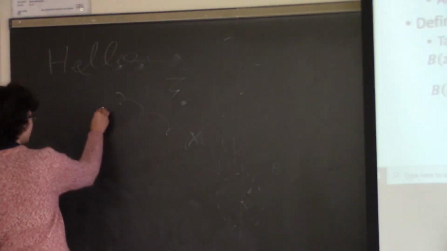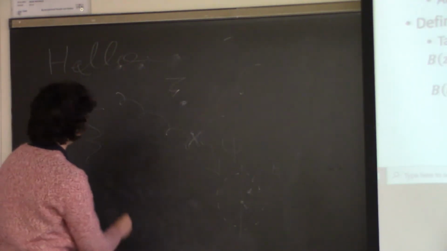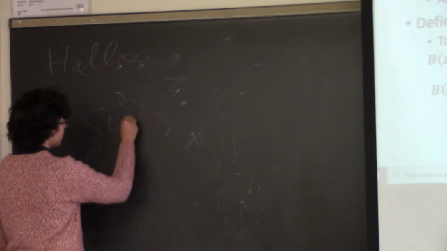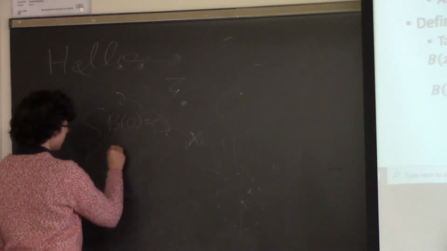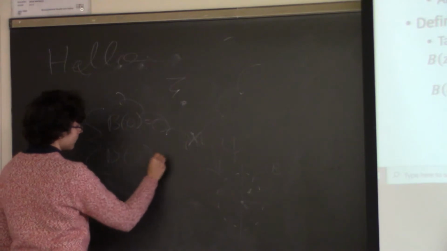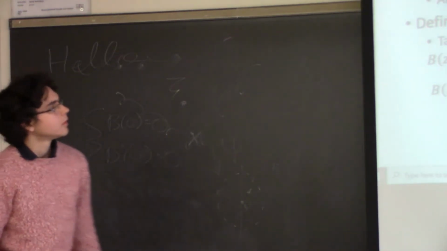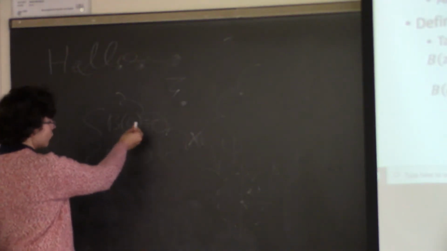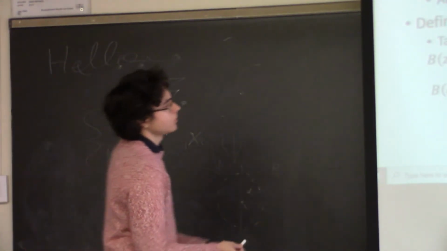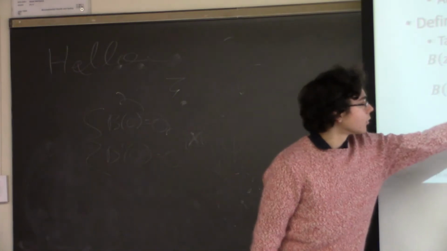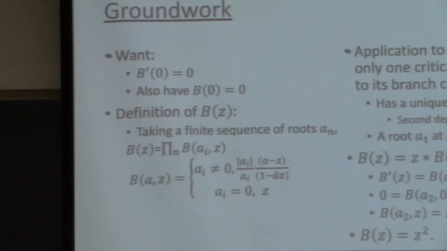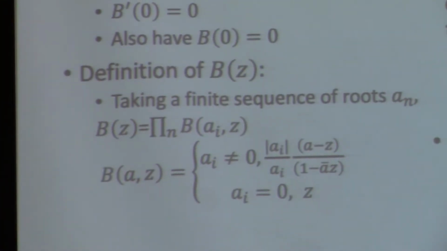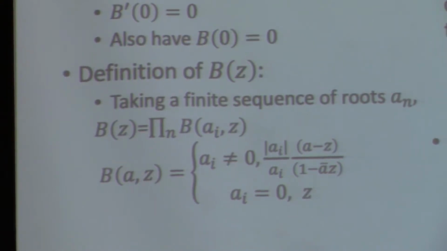And it's going just off of these two assumptions, that b of 0 is equal to 0, and the derivative is equal to 0. Then what do you get? Well, for one, since you know b of 0 is 0, then the root is at 0. So you could just use this definition, and you already know one of the roots is z. So you have b of z is equal to z times the second part.